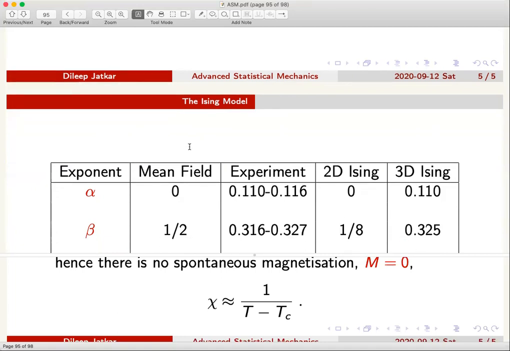So what we find is the following. We have found alpha, which is the specific heat exponent. We found that the exponent was 0. Specific heat within mean field theory had only a discontinuity.